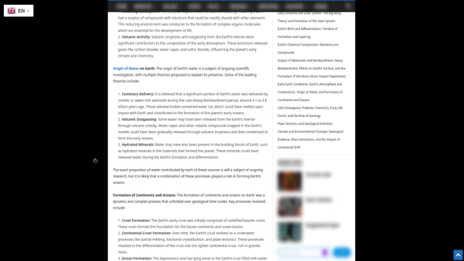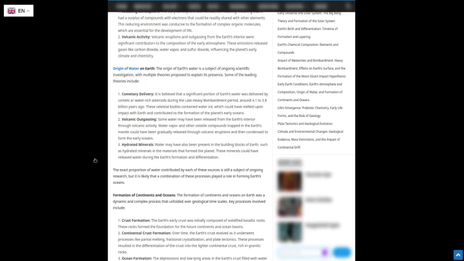2. Volcanic outgassing. Some water may have been released from the Earth's interior through volcanic activity. Water vapor and other volatile compounds trapped in the Earth's mantle could have been gradually released through volcanic eruptions and then condensed to form the early oceans.